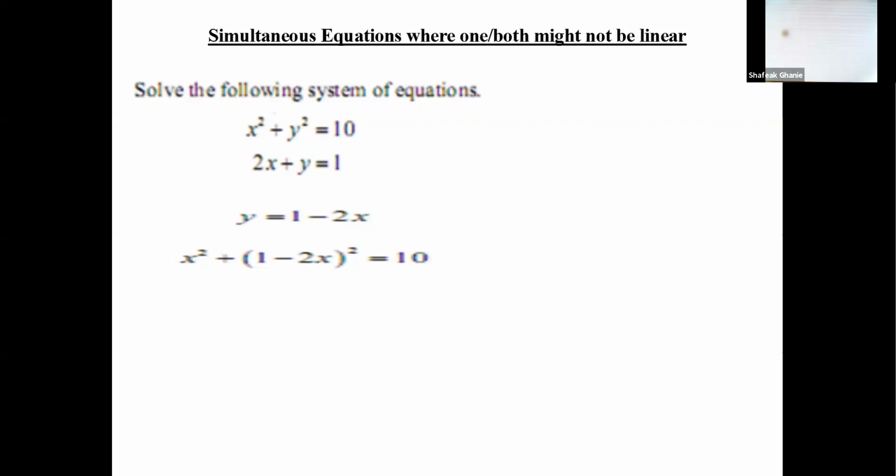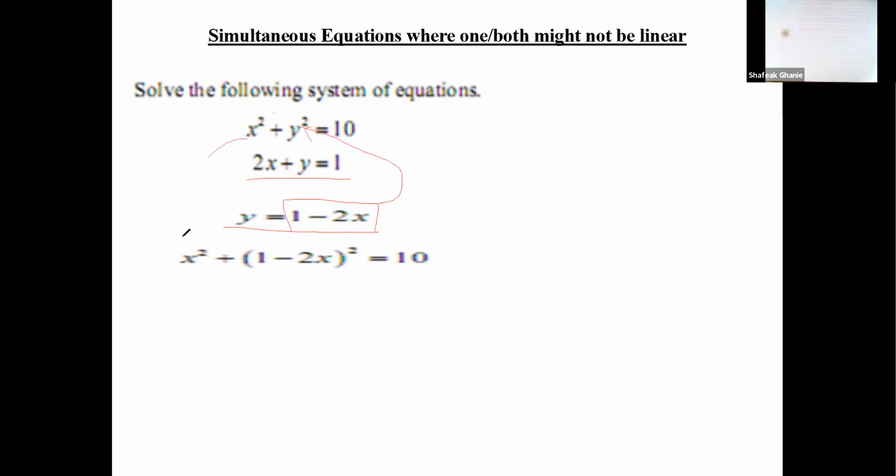From equation 2, the second equation, you can make y the subject. You see that y is equal to 1 minus 2x. You take that 1 minus 2x and you put it in the place of y there. And this is what you get.